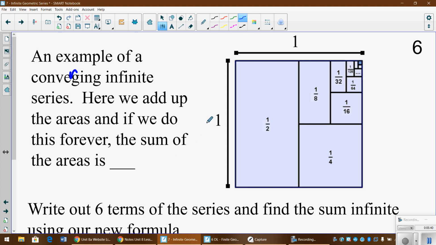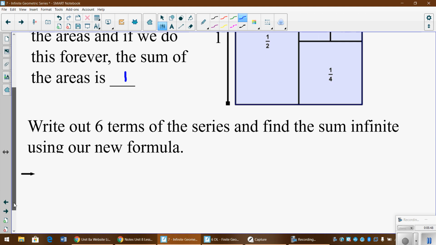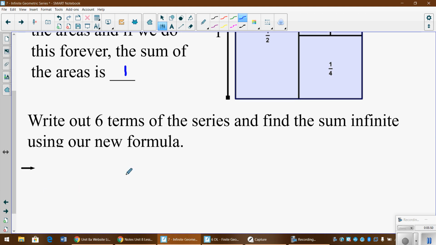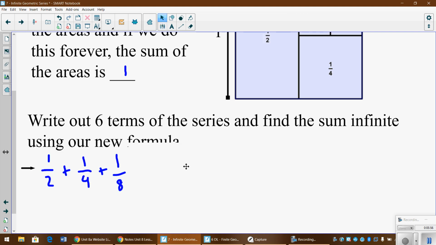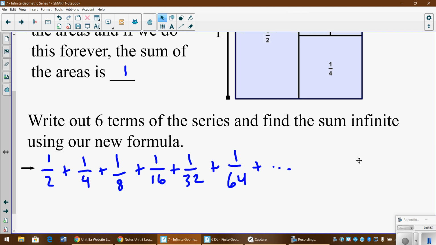But ultimately, we know that this area is the sum of each of these little ones, but it's 1 by 1. It should equal 1. And if we just write out the first few terms here, a half, a fourth, an eighth, and so on, and so on, and so on, we know it has to equal 1, but let's test out our formula.